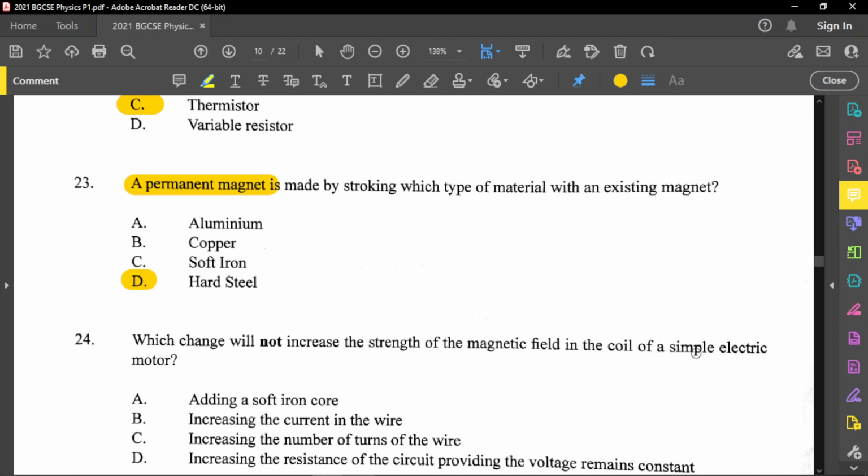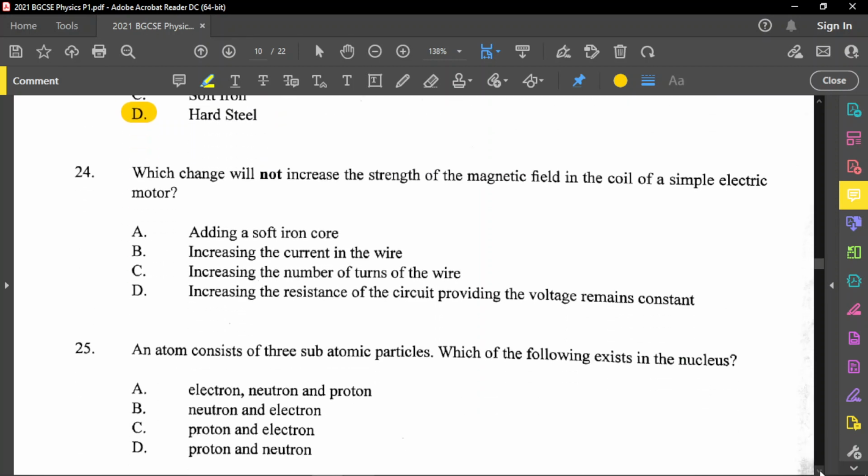All right, question number 24. In question number 24, it said, which change will not increase the strength of the magnetic field in the coil of a simple electric motor? So what will not cause an increase in the strength of the magnet? So here is adding a soft iron core.